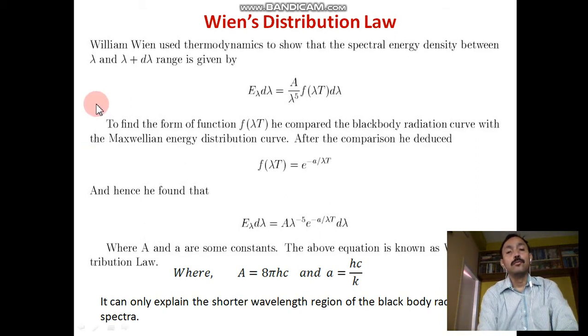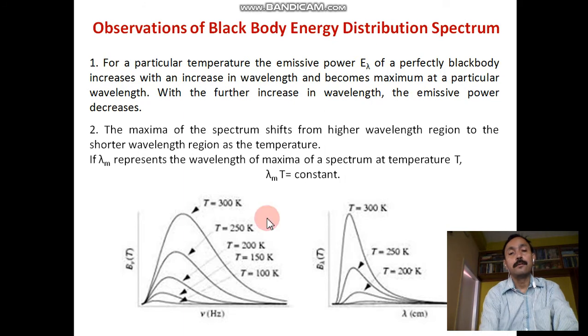So we can write the equation E lambda d lambda is equal to A lambda to the power minus 5 e to the power minus small a by lambda T d lambda. So already we have discussed that capital A and small a are constants. Wien's distribution law can only explain the shorter wavelength region of the blackbody radiation spectra. If we come to the previous graph, this region is the shorter wavelength. It can explain only the shorter wavelength region; the higher wavelength region it cannot explain.